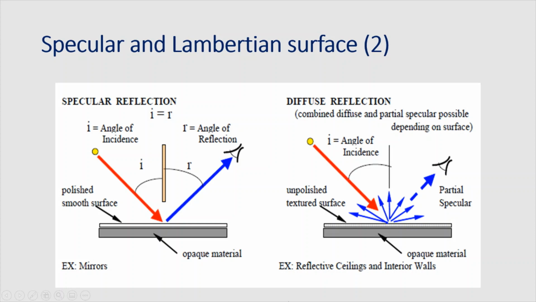All right? While for the diffuse reflection, that is another way to refer to the Lambertian surfaces, if you have this opaque material and you have the same fluxes with the same angle of incidence, the reflection, you see, is going in all directions.